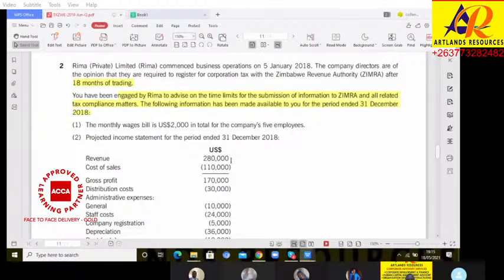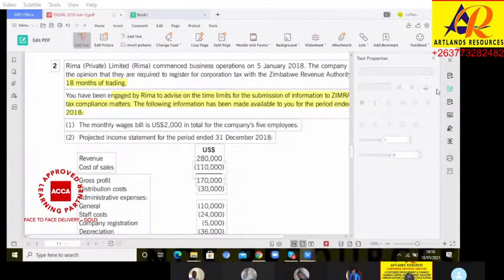Now, our revenue is 280,000 like this, and they are saying the monthly wage bill is 2,000, which is total for 5 employees. You can convert this to Zim dollars. You can simply say it's 16,000. Perhaps if you multiply by 8, it makes sense. So, in the interest of making sure that this is now relevant, the wage bill is 2,000, which becomes 16,000, and the revenue of 280,000 multiplied by 8 becomes 2,240,000.